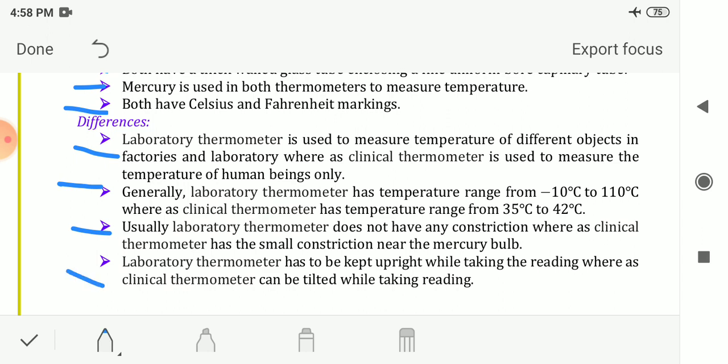Next, a laboratory thermometer has to be kept upright while taking the reading, whereas a clinical thermometer can be tilted while taking the reading.